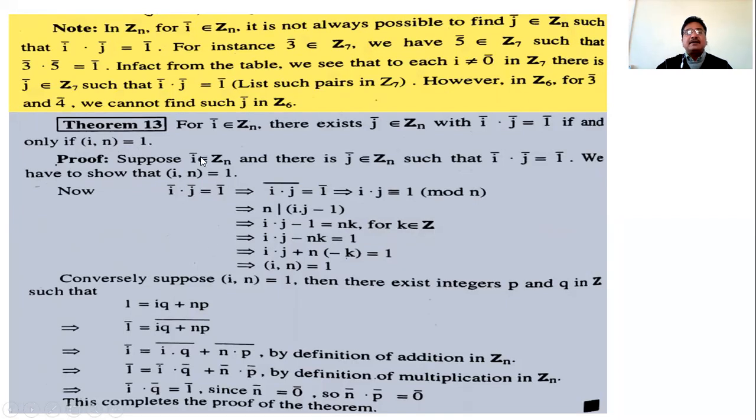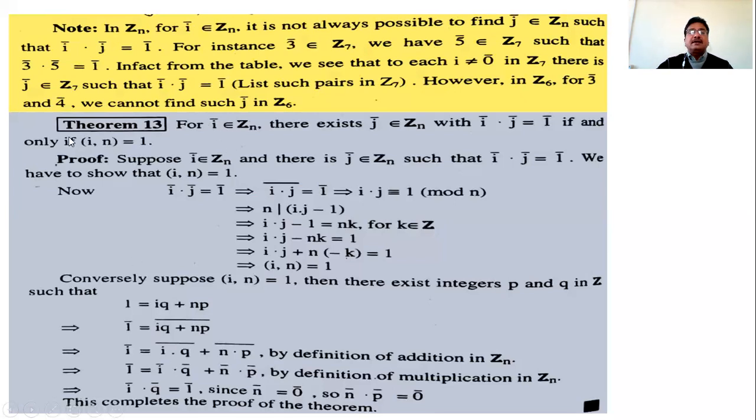Now in the second part, assume that the greatest common divisor of I and n is 1, and prove that for I bar there exists some j bar, that is, the inverse of I bar exists. What we have to show in the second part: we assume that the greatest common divisor of I and n is 1. And what do we have to show? We have to show that for I bar in Zn there exists some j bar in Zn such that I bar into j bar is 1 bar. Or what do we have to show? We have to show the inverse of I bar exists in Zn.